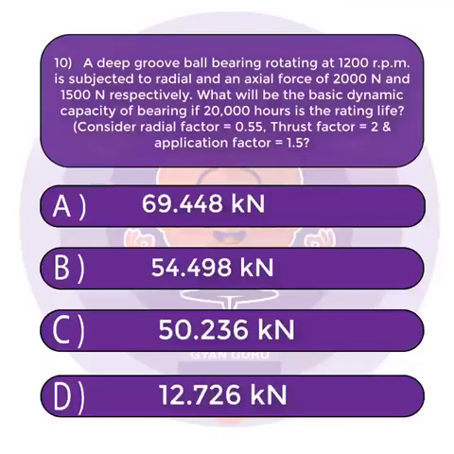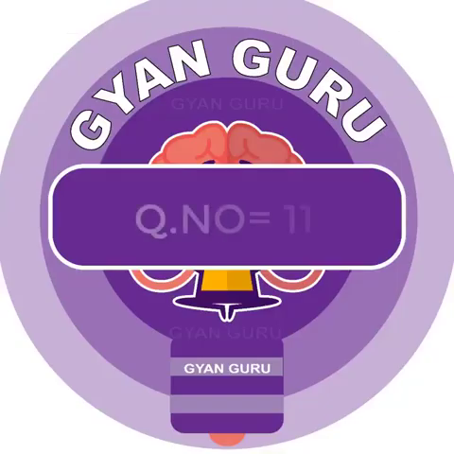A deep groove ball bearing rotating at 1200 rpm is subjected to radial and axial force of 2000 N and 1500 N respectively. What will be the basic dynamic capacity of bearing if 20,000 hours is the rating life? Consider radial factor equals 0.55, thrust factor equals 2 and application factor equals 1.5. A. 69.448 kN. B. 54.498 kN. C. 50.236 kN. D. 12.726 kN.